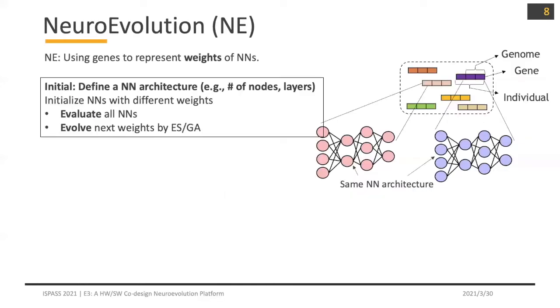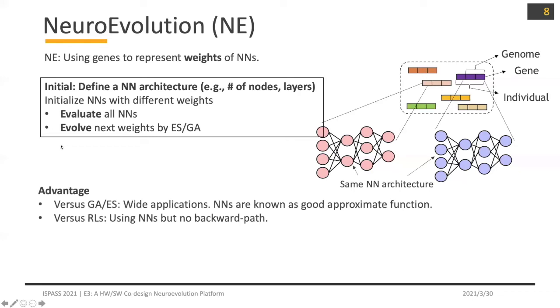Another choice is neuroevolution. So what is neuroevolution? Neuroevolution is a variant of the genetic algorithm. The difference is that it uses genes to represent the neural network, and specifically, it represents the weights of the neural network. What I mean is that each individual is a different neural network with the same architecture but different weights. To run the algorithm, we initialize the neural network architecture, like the number of nodes and layers. Then we run the algorithm to evaluate the neural networks and evolve their weights.